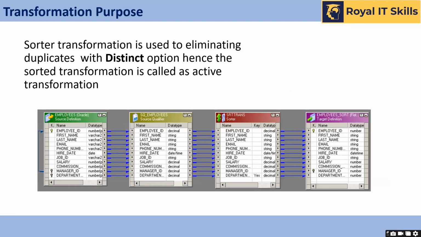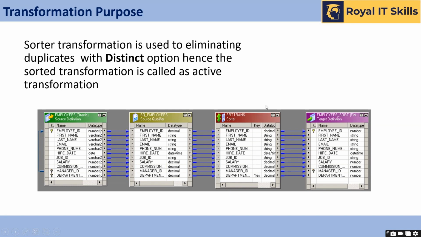So this is how it looks. We have the source qualifier, then we simply take the SORTER transformation, then the target. Here the SORTER is doing sorting based on department ID. So this is how the flow looks. Simple, very straightforward mapping.